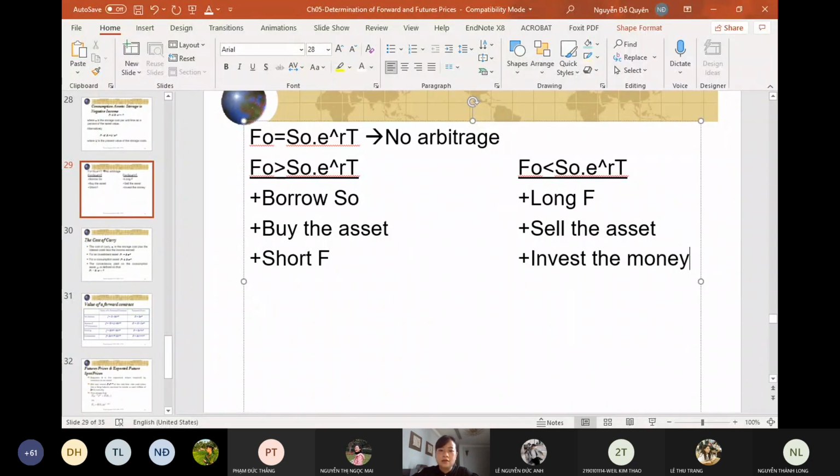So in the two cases, we will make profit. The profit that we make in this situation will be what? Profit would be F0 minus S0 multiplied by e to the power of RT.